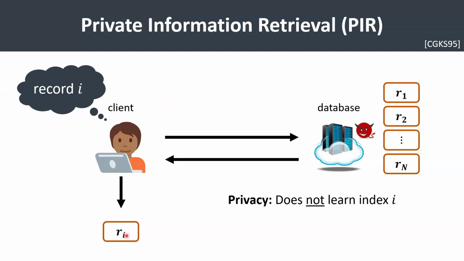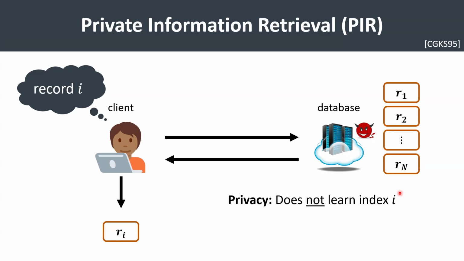The privacy requirement for PIR is that the server, or the database here, should not learn anything about which record the client is interested in. So at the end of the protocol, the server has no idea which record the client requested. And if this is the objective, it's actually very easy to satisfy. We can just have the client simply download the entire database. So this is what we call a trivial PIR scheme, where the client simply downloads the database, and now it knows all the records, in particular record number i.